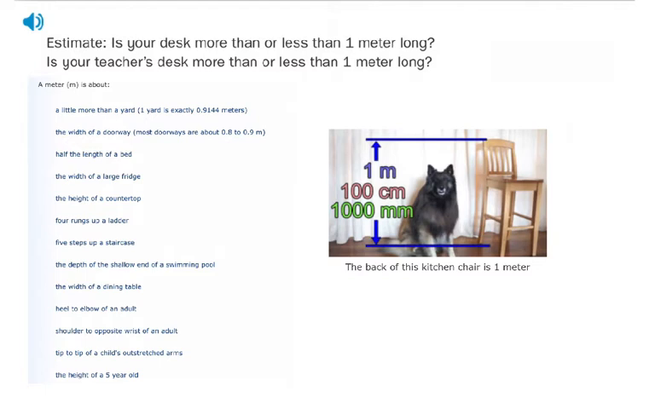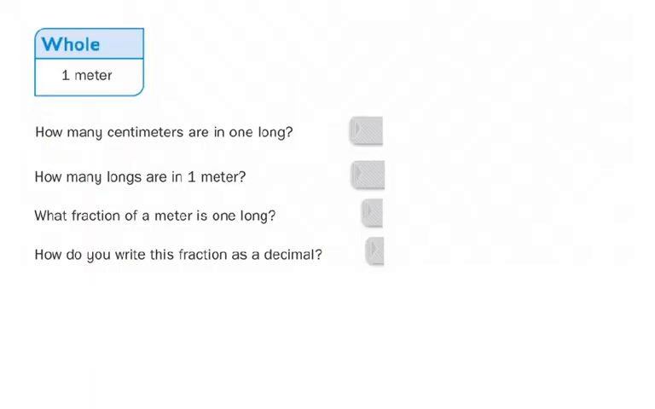or 5 steps on a staircase, or the width of a dining room table, or about from your heel to an elbow on an adult, or tip to tip of your outstretched arms. Try that once. Take your left arm and your right arm and stretch them out as far away from each other as possible. That would be about the length of a meter, or the height of a 5-year-old. So estimate, is your desk at school more or less than a meter long? And how about the teacher's desk? Most likely I would say that your desk is probably less than a meter, but your teacher's is more.